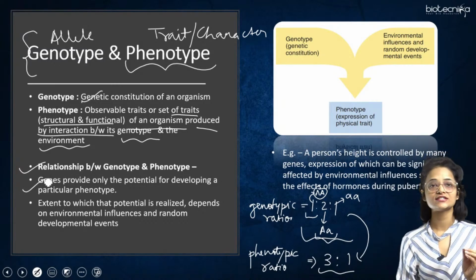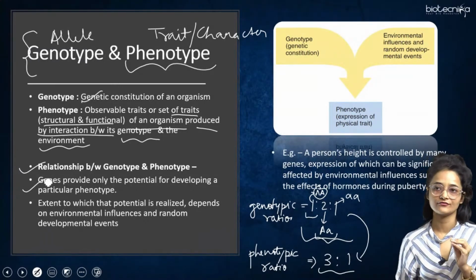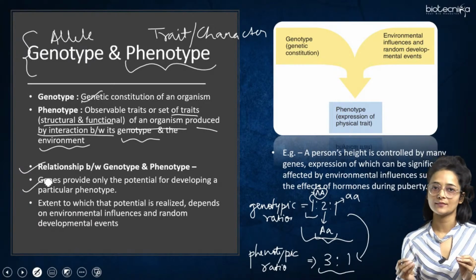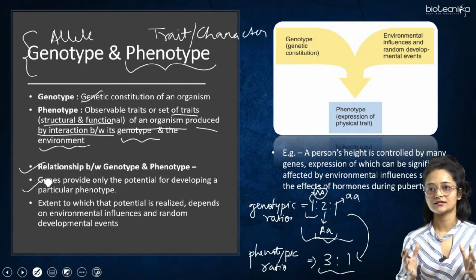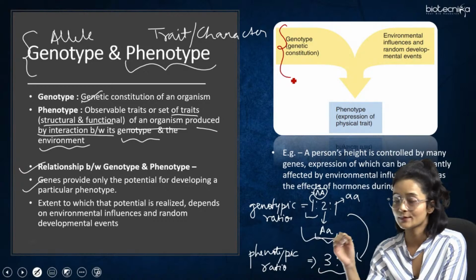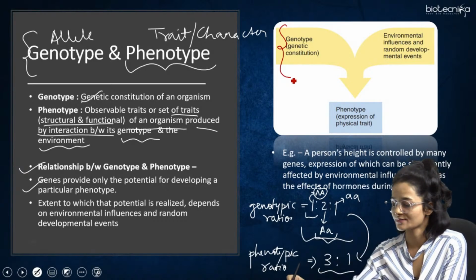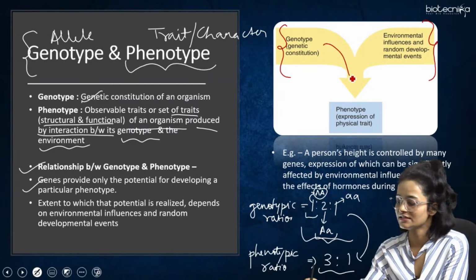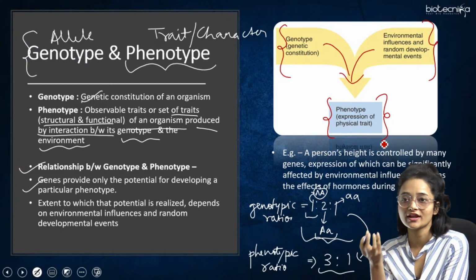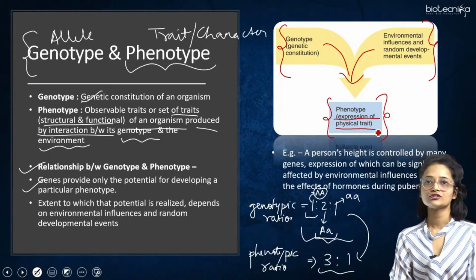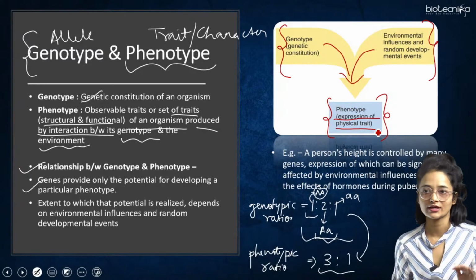It says that the genes provide only the potential for developing a particular phenotype, while the extent to which that potential is realized depends on the environmental influences and the random developmental errors. From the diagram here, you can see that the genotype, which is the genetic constitution of an organism, and the environmental influences and random developmental events, both of these decide the extent to which a phenotypic character or trait of an organism is visible, right? The expression of the physical trait. Phenotype is decided by these 2 factors, not genotype alone.